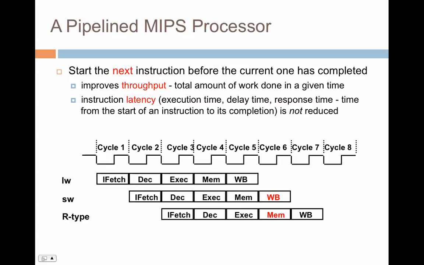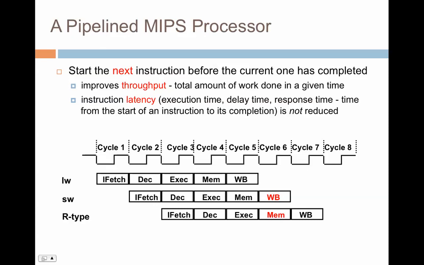However, it should be noted that the instruction latency, which is the execution time, some may call it the delay time or the response time, the time from the start of that instruction to the end of it, is generally not reduced. That is, the latency is a fixed number of cycles, whereas the throughput generally increases because of pipelining.